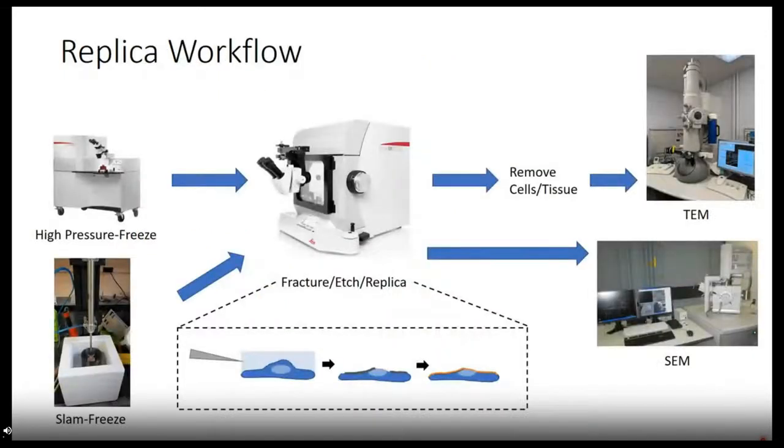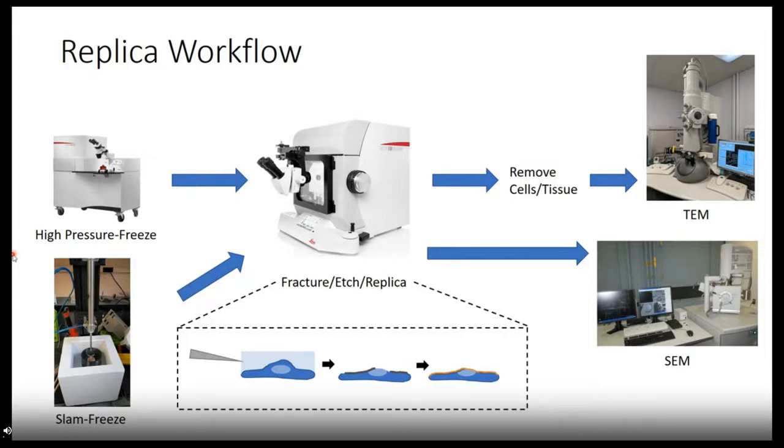Now what do you do when you have this done? Well, here's the whole workflow. To start with, you need to have a frozen sample, and it needs to be in vitreous ice. You cannot do freeze fracture or freeze etch on a sample with ice crystals. It will look extremely poor. So your options are typically high pressure freezing or slam freezing. Both have their advantages and disadvantages.